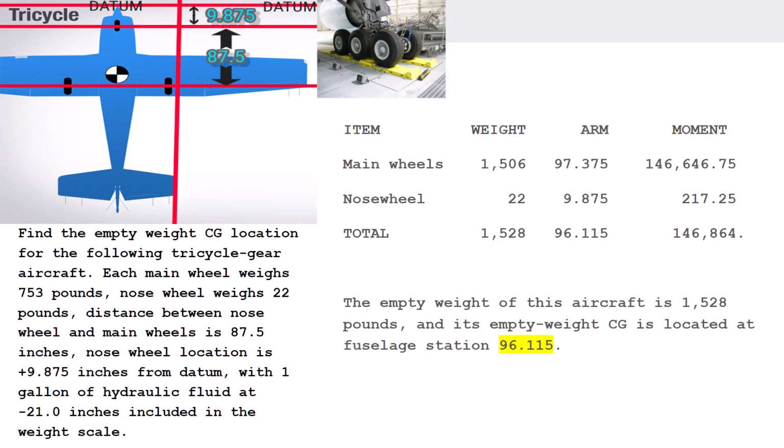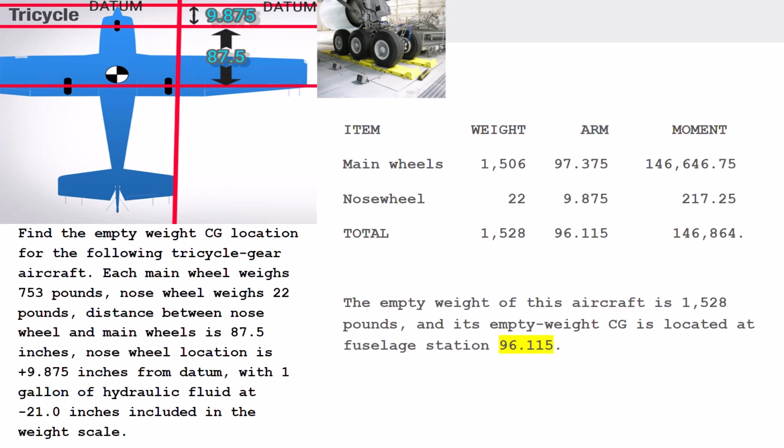So now we can do our calculation. We have all our data. So we have our main wheels, we have the weight. So there's two main wheels weighing 753. If you add 753 plus 753, we get 1,506. We got the arm by calculating it. Then we get our moment.